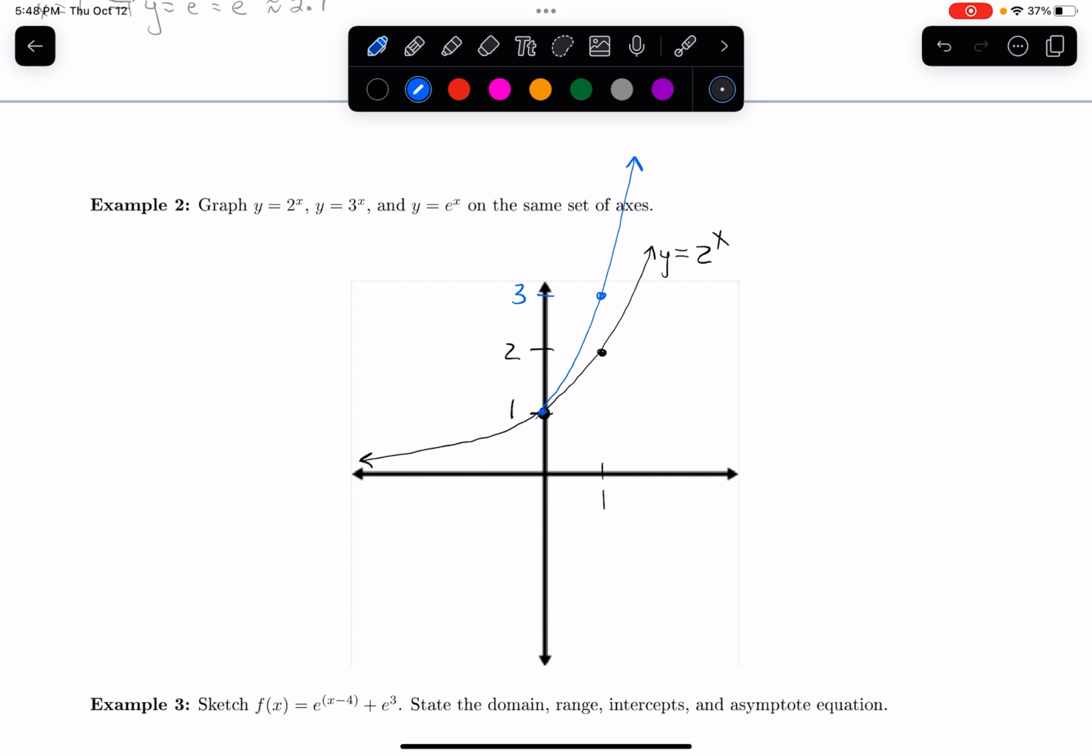And then going this other direction, it still snuggles up next to the asymptote, but just more quickly than the first graph did. So that's y equals 3 to the x. Okay. And then finally, I need the graph of y equals e to the x.